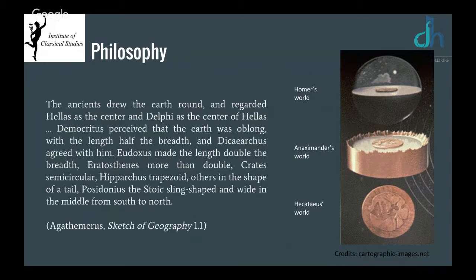And as you can see here, Agathemeros says, Democritus perceived that the earth was oblong. Dicearchus agreed with him, Eudoxus made the length double the breadth, Eratosthenes more than double, and then we go to the paradox: Crates semicircular, Hipparchus trapezoid, others in the shape of a tail, Posidonius the Stoic sling-shaped, and so on.